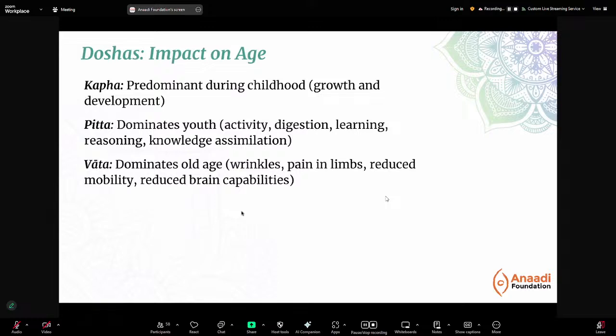So here, Kapha dosha is predominant in childhood. Pitta dosha dominates the youth stage, and Vata dosha dominates old age. Skin becomes dry, wrinkles appear, there is joint pain, reduced mobility, and even reduced volume of the voice. That is all observed during old age. That is because Vata becomes very depleted towards the end of life.